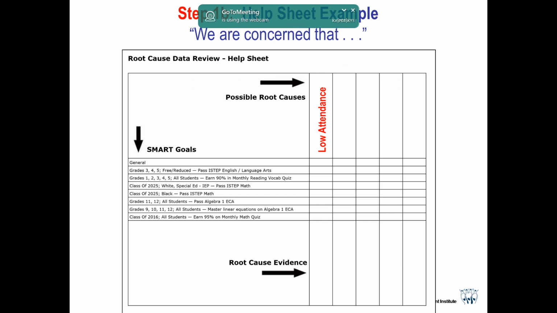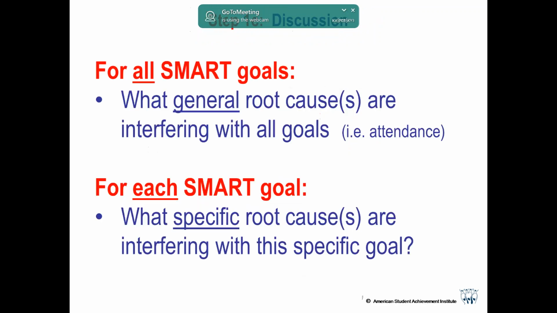So, okay, I'll kind of talk through this. Here, low attendance is a possible root cause. And here's the data that I've gotten from the reports. And then this is a general. No Algebra 1 extra help. There's the data. And then that's going to impact the specific SMART goal, 11th to 12th grade students passing Algebra 1 ECA. Okay. So the discussion is for all SMART goals, let me back up.